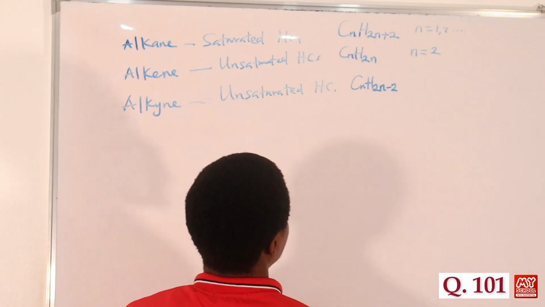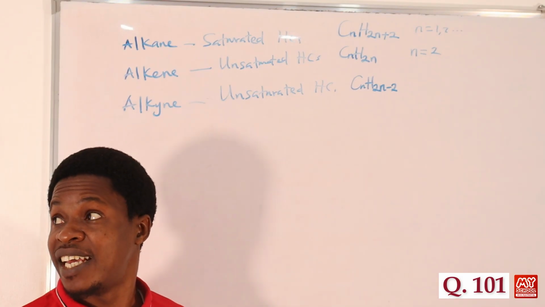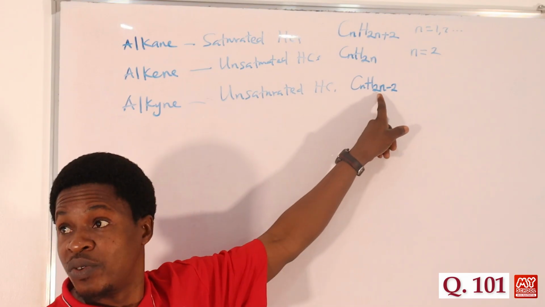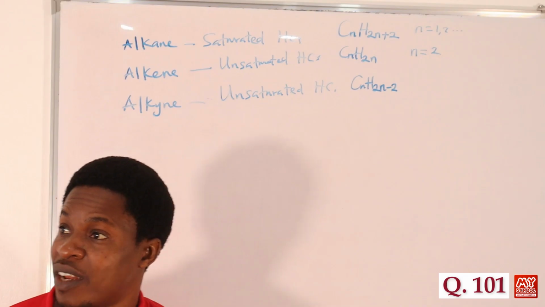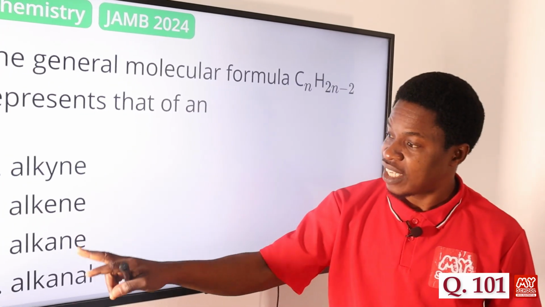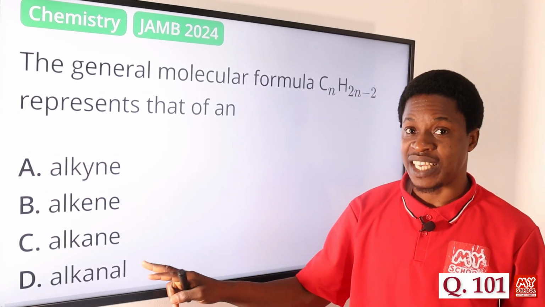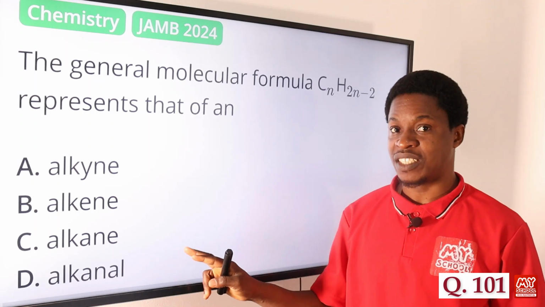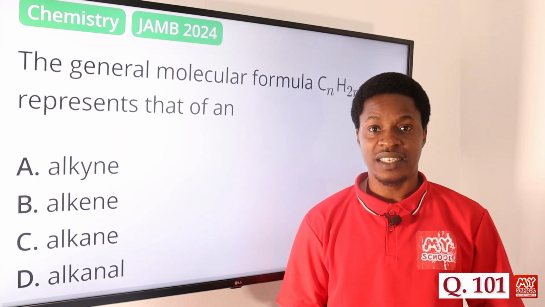CnH2n-2. So the question says that the general molecular formula CnH2n-2 represents that of what? Of an alkyne. So let's move to the screen now. Option A is alkyne, B alkene, C alkane, and D alkanal. The general formula for alkanal actually is CnH2n+1OH. So the correct answer here is option A, alkyne.